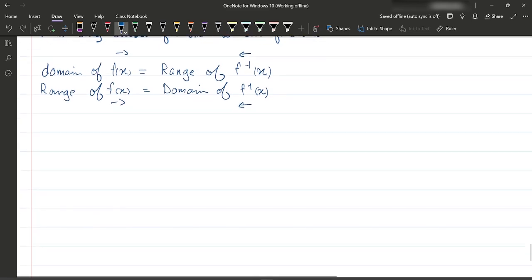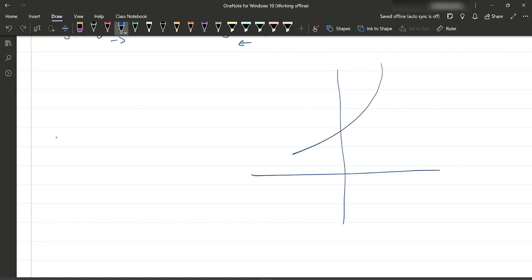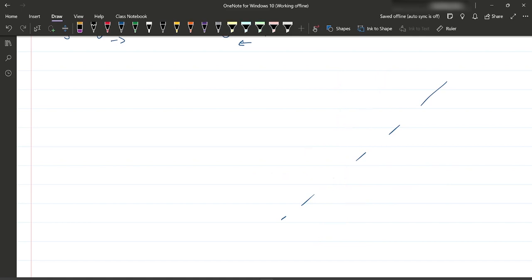Okay, one more thing about the graphs of f of x and f inverse of x: they're usually reflections. So if f of x is like this, f inverse of x is going to be like this. So there will be a reflection line. This is not a good reflection, but in an actual graph you would clearly see the reflection.